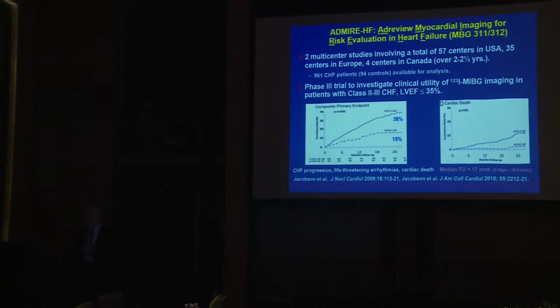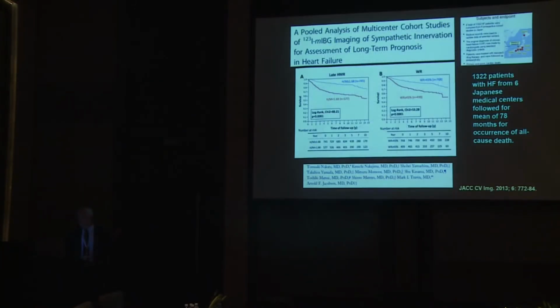The landmark study, ADMIRE-HF, was an observational cohort, well-designed, multi-center, including US, Canada, and Europe, with about 1,000 patients. They saw that in patients with heart failure, EF less than or equal to 35%, class 2 to 3, a low heart mediastinal ratio increased the incidence of heart failure progression, death, and lethal or potentially lethal arrhythmia. Looking specifically at cardiac events, death, you could see that even with advanced heart failure, if your uptake of MIBG was good, your event rate was almost zero, which meant you could actually find a low-risk group of patients.